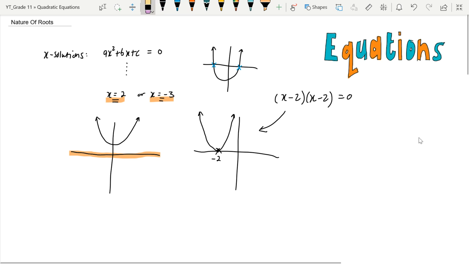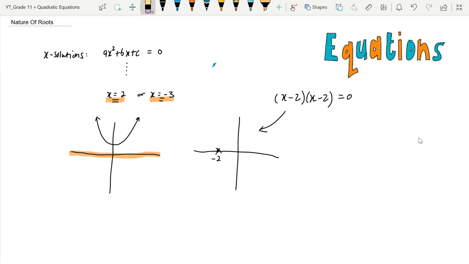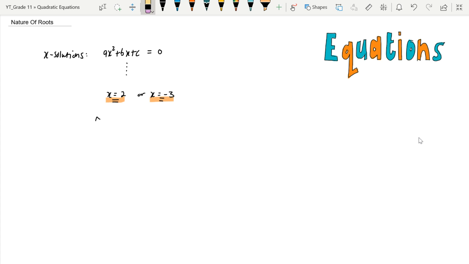Okay, now let's put all of this together. So when we think about nature of roots, we're not going to go so far as we just did to solve for x. We're not going to get to the point of saying x is this or x is that. We just want the nature, a prediction of what the roots will look like. And that's where delta comes in, or our discriminant, whatever you call it. Our delta is equal to b squared minus 4ac. Where do we get that from? Where do we recognize that from?